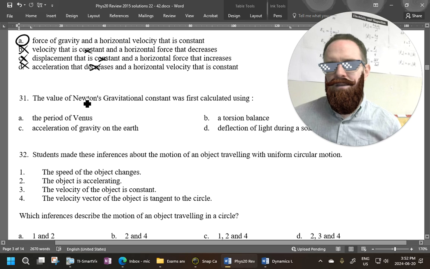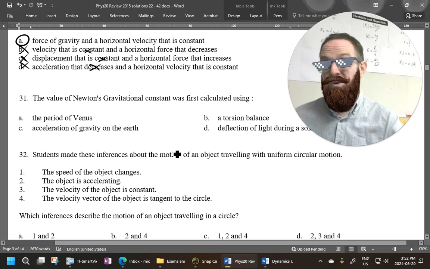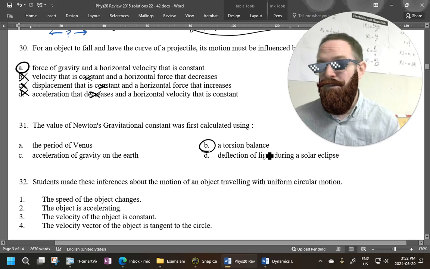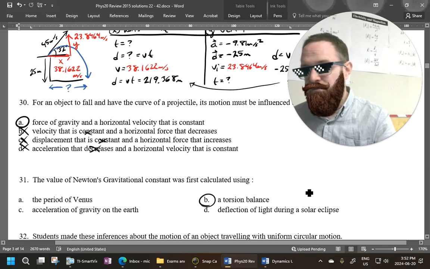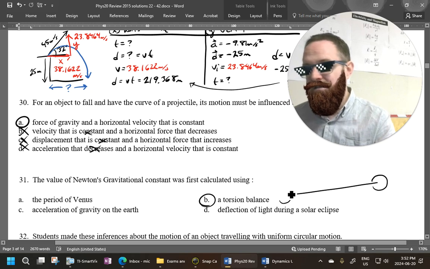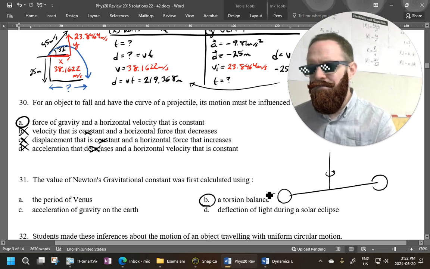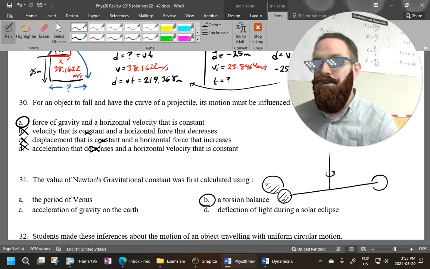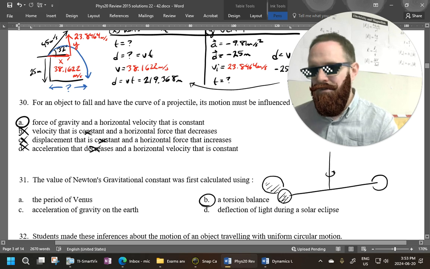The value of Newton's gravitational constant was first calculated by using a torsion balance, actually. Remember that one? That's that weird device I showed you. It had these really big masses on both sides. You got a mass on that side, you got a mass on this side. They were balanced on here, so then they would twist, right? Because there would be another massive object here, and these objects would be attracted towards each other, because we're talking about gravity.